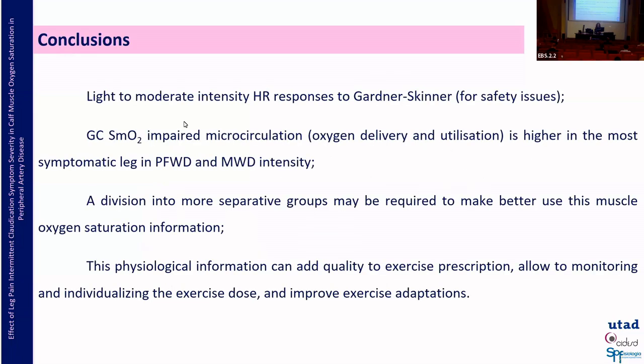So we have some variety of results. As a conclusion, light to moderate intensity heart rate responses to the Gardner-Skinner protocol are important for us because we are exercising with diseased participants, so the intensity is important. Gastrocnemius muscle oxygen saturation, impaired microcirculation, is higher in the most symptomatic leg, both at pain-free walking distance and at maximal walking intensity.